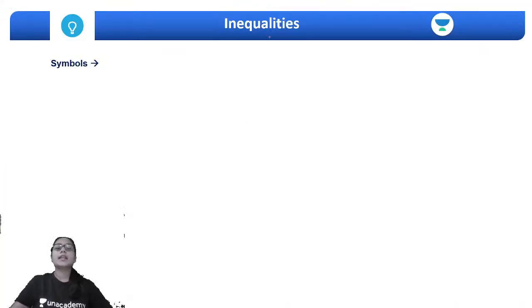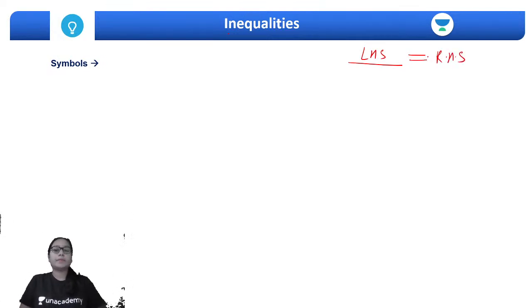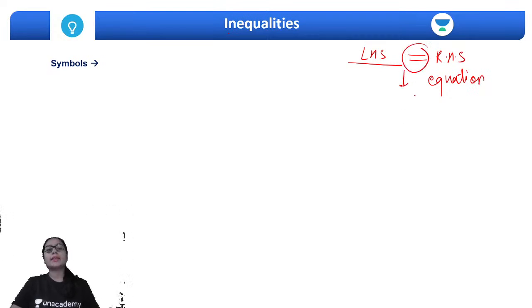Okay, let's begin. Now see, in the quantitative aptitude section, in general mathematics, we use a lot of equations. Equations means some terms would be there on the left hand side and some terms would be there on the right hand side, and they are joined by the equal to sign. So this is an equation. Now if I replace this equal to sign by some other sign like greater than or less than, or greater than or equal to, or less than or equal to, then this becomes an inequality.